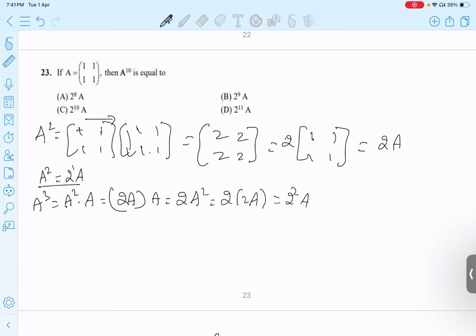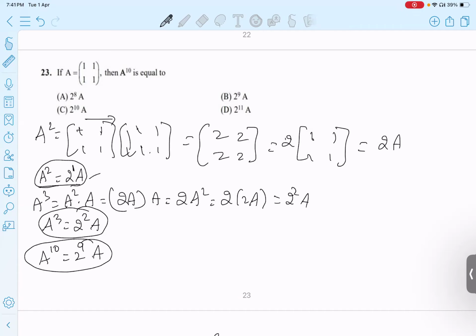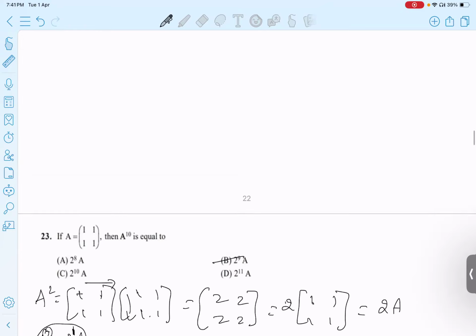So look at this, students. A square is nothing but 2 to the power of 1 into A. A cube is nothing but 2 to the power of 2 into A. So what will be our A to the power of 10 then? 2 to the power of 9 into A. Look at these two series: we are getting 2 to the power of 1 for A square, if it is A cube then 2 to the power of 2, if it was A power 5, then 2 to the power of 4 into A. Similarly, A power 10 will be 2 to the power of 9 into A, which is the option. Okay, moving on to the next question.